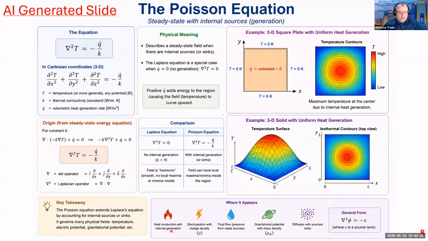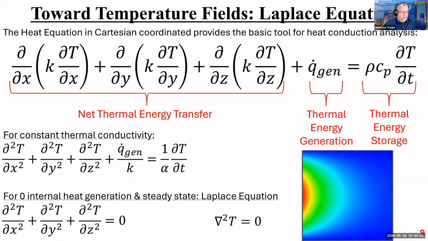So heat conduction from internal generation. We're going to talk about that or have talked about that. Electrostatics with charge density, fluid flow when you have some sort of point source, gravitation, diffusion. Right. So this equation, Poisson's equation, shows up in a lot of different places in physics and engineering. Okay, so let's then move on to the Laplace equation.